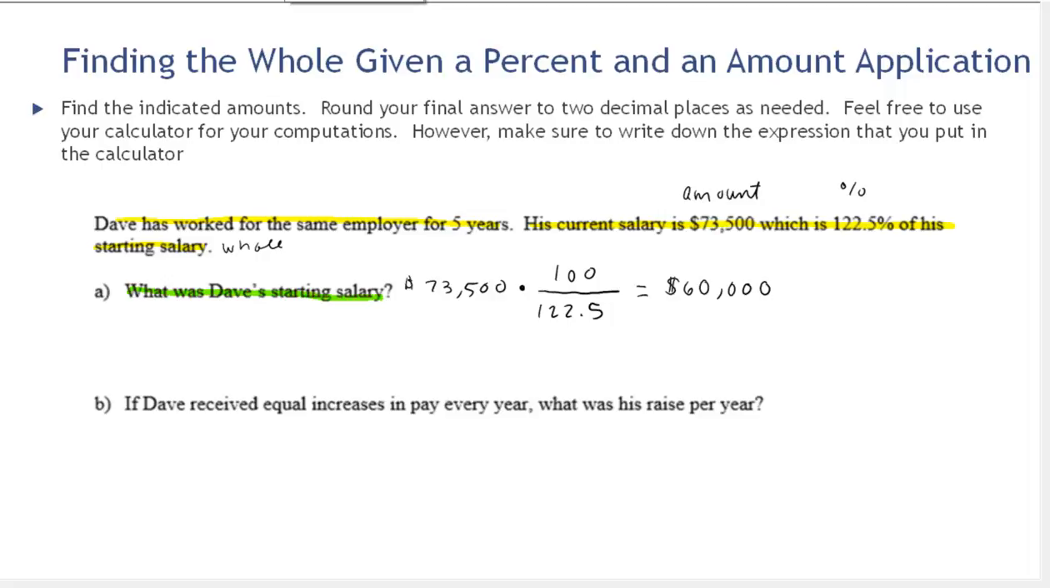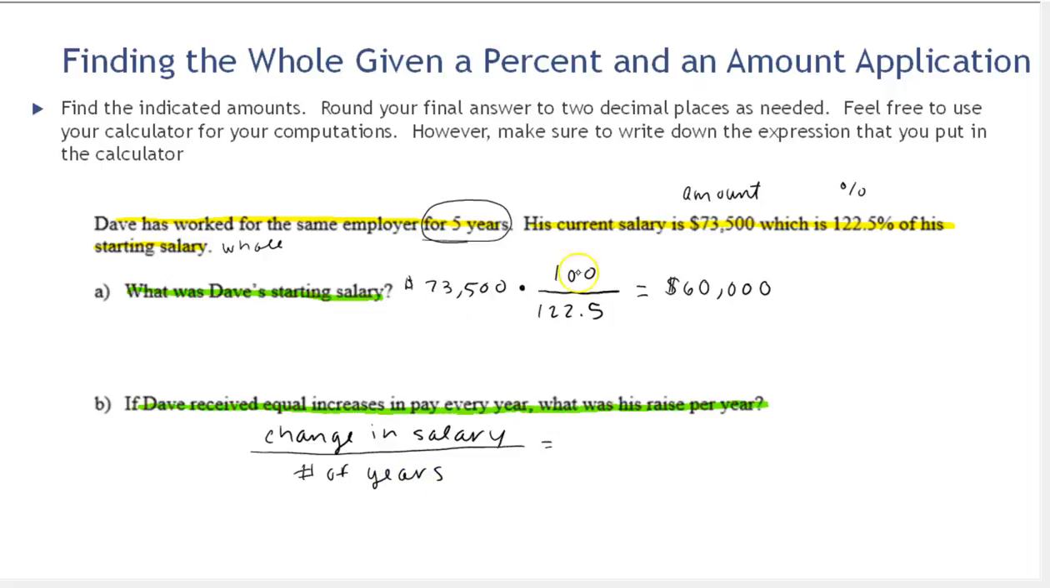Next, we're asked if Dave receives equal increases in pay every year, what was his raise per year? Well, we know that the increase in pay took place over 5 years, and it's saying equal increases in pay per year. So we're going to find the change in his salary, or the difference, and then we want to divide that equally among the number of years he's worked.